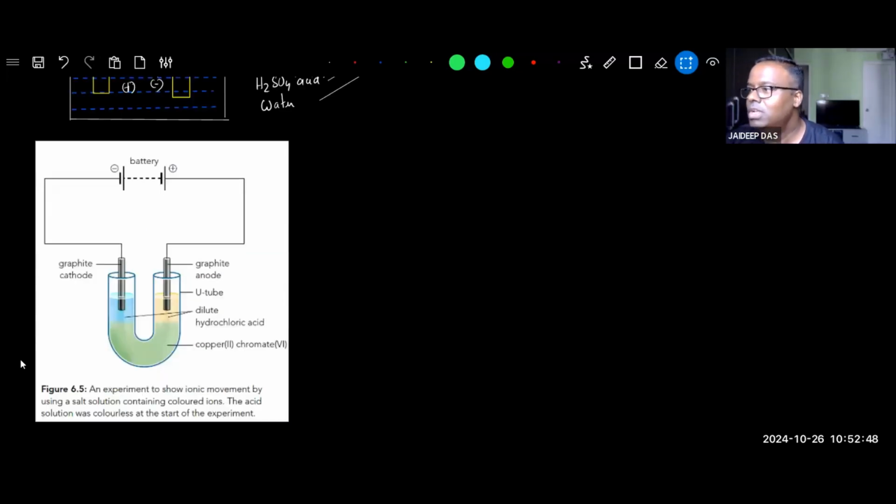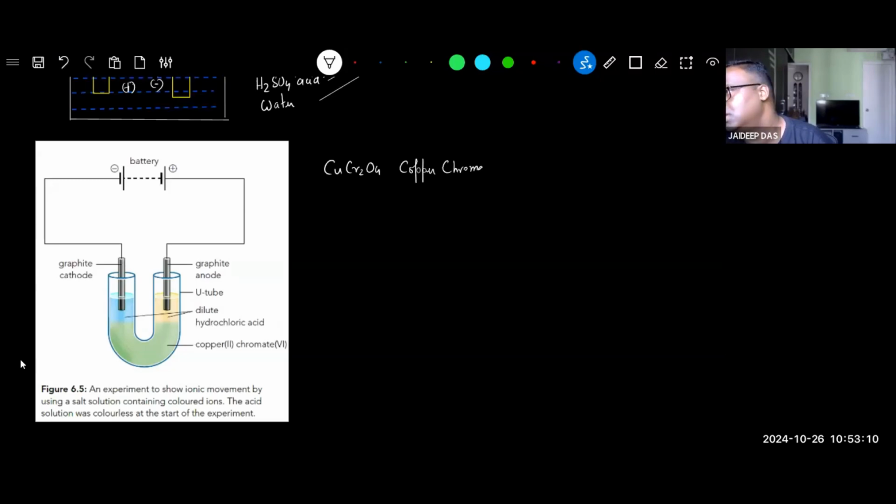The ions go. So this is a nice example. What we are doing here, we are taking a salt. This example talks about a salt called copper chromate. This salt is known as copper chromate. This is a lovely experiment, copper chromate.